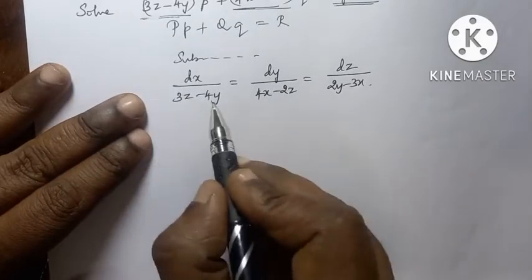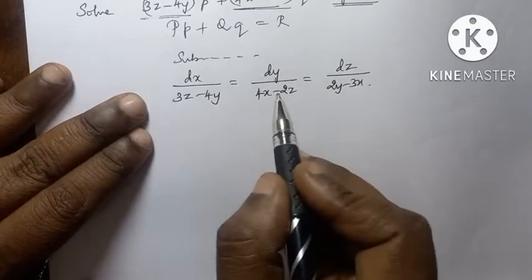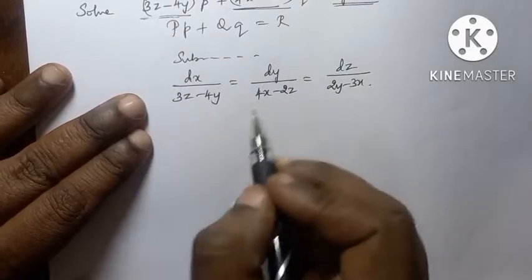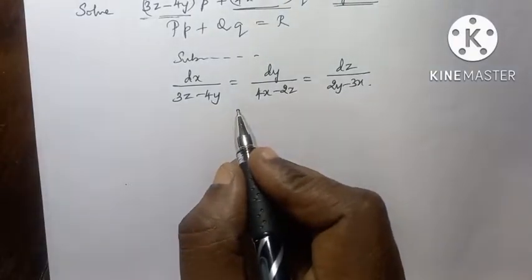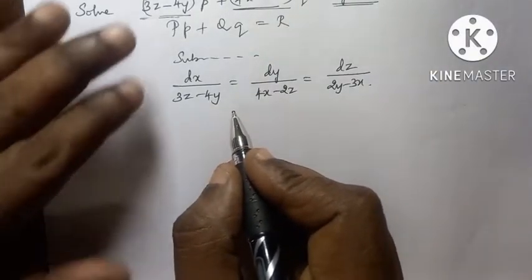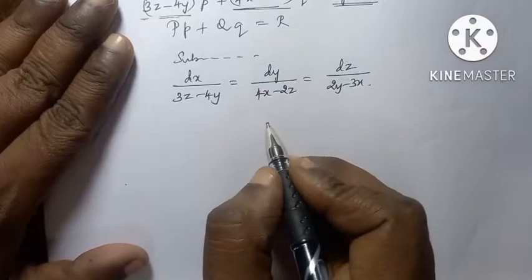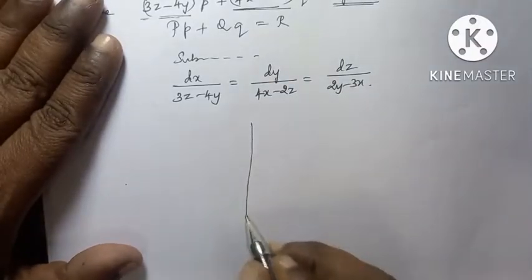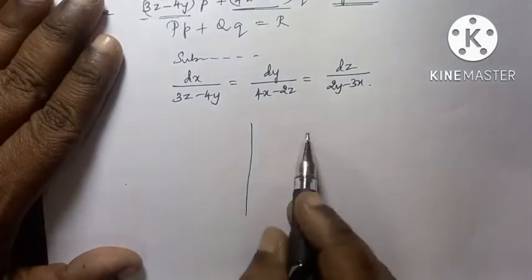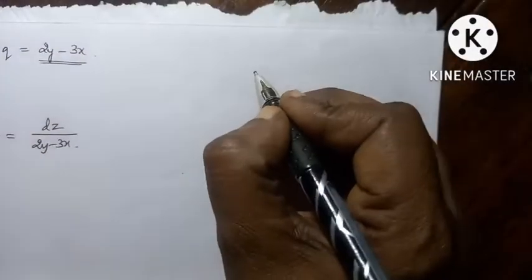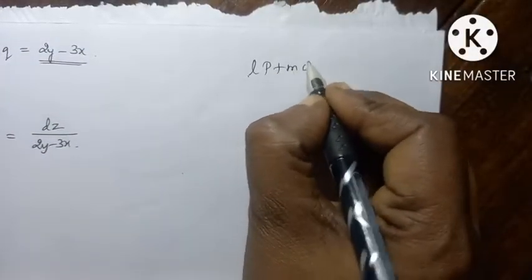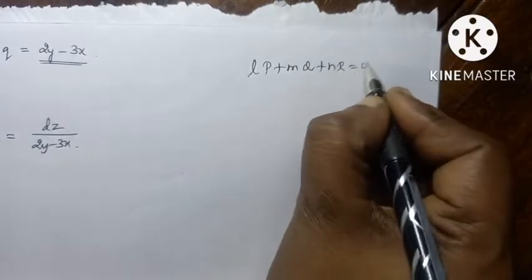So if you use the grouping method, take the first two ratios. We have here z and y, here x and z, where integration is not possible, right? So we have to go for the multipliers method. We have to choose two sets of multipliers which will make lP plus mQ plus nR equal to 0.